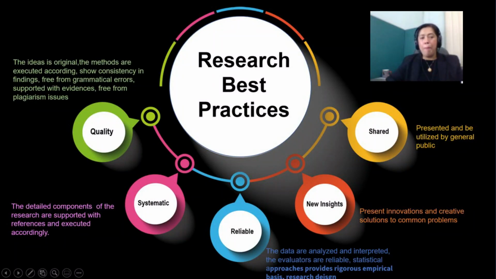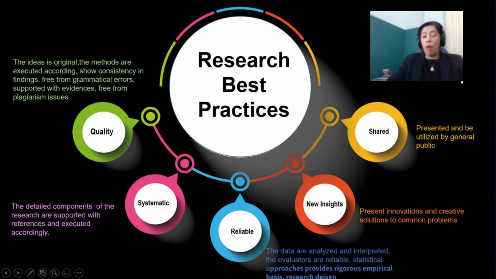Okay, so those gaps that I have mentioned with examples can help you grow a research topic. And to perform what research is all about, after selecting the research topic, now it's time for you to document the entire process of the research activities. First and foremost, always observe best practices in conducting research. And for your paper to achieve quality, the idea must be original, the methods are executed accordingly, the findings are consistent, free from grammatical errors, supported with pieces of evidence, and free from plagiarism issues.